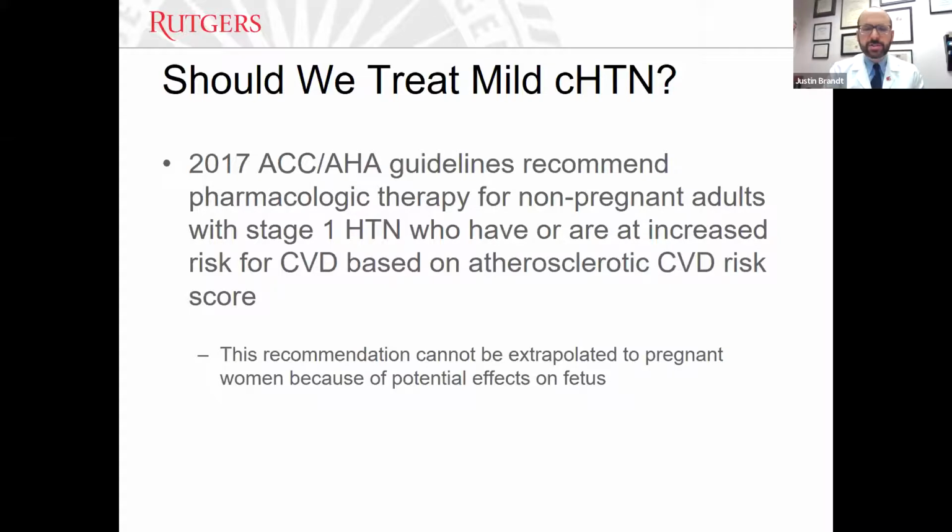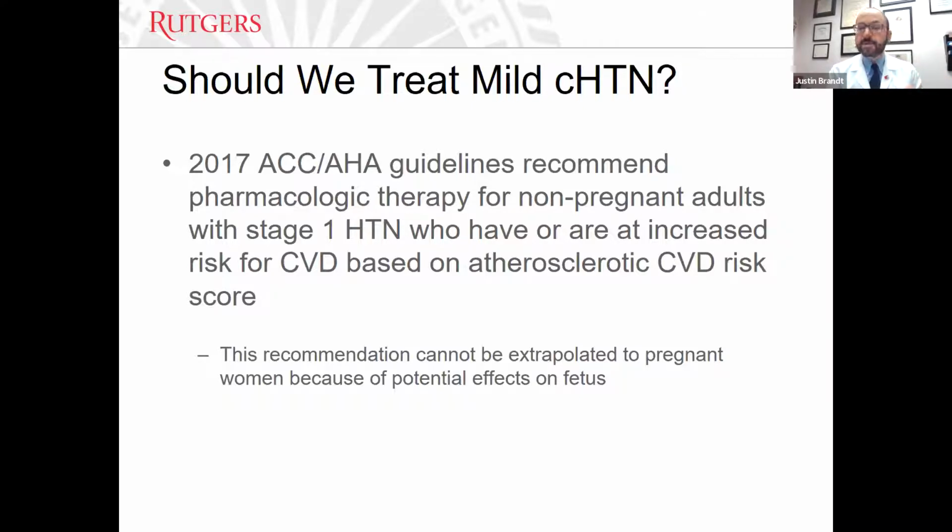There's a really important and interesting question: should we be more aggressive about treating chronic hypertension in pregnancy? The 2017 ACC/AHA guidelines that changed the definition of hypertension for non-pregnant adults also recommended antihypertensive therapy for adults who have stage 1 hypertension and who have or are at increased risk for cardiovascular disease based on an atherosclerotic cardiovascular disease risk score. So they're recommending treatment at blood pressures that we would typically not use blood pressure meds in pregnancy.